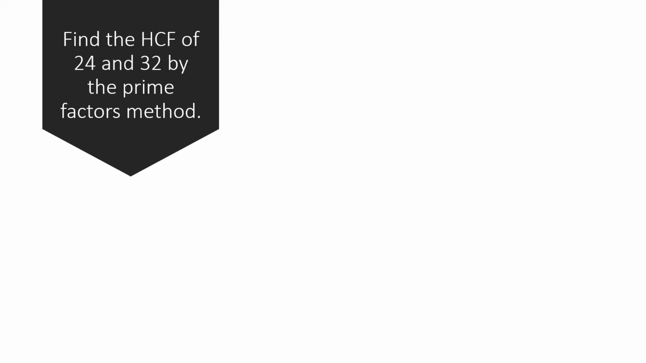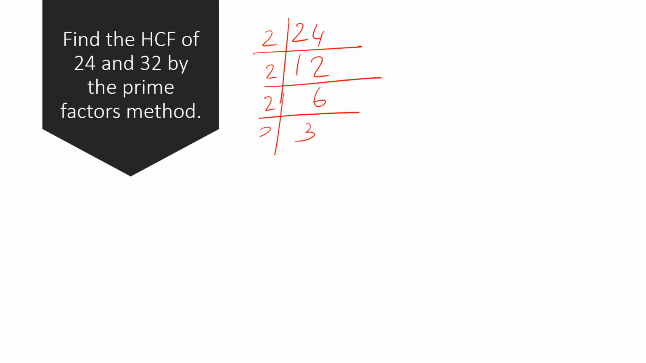For example, let us try to find the common factor by factorizing 24 and 32. How will we do that? We'll write 24 and we'll factorize it. 2, 12, 6, 2s are 12, 2, 3, 3, 1. So you will write 24 is equal to 2 into 2 into 2 into 3, which is equal to 24 by factorization.